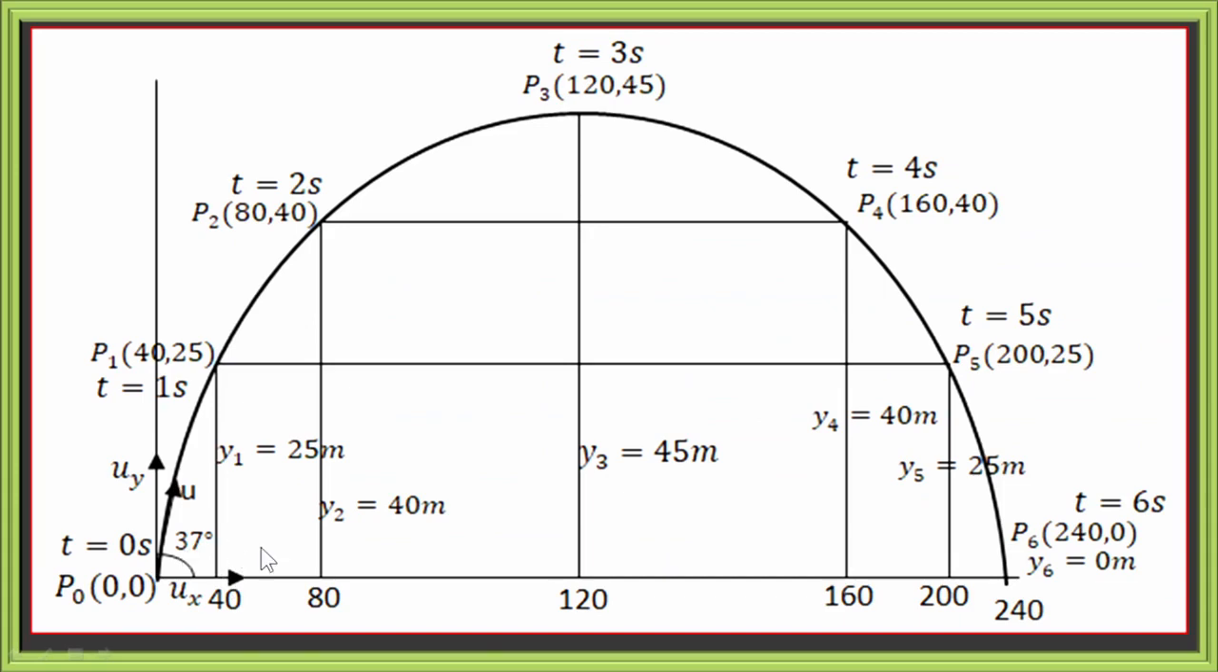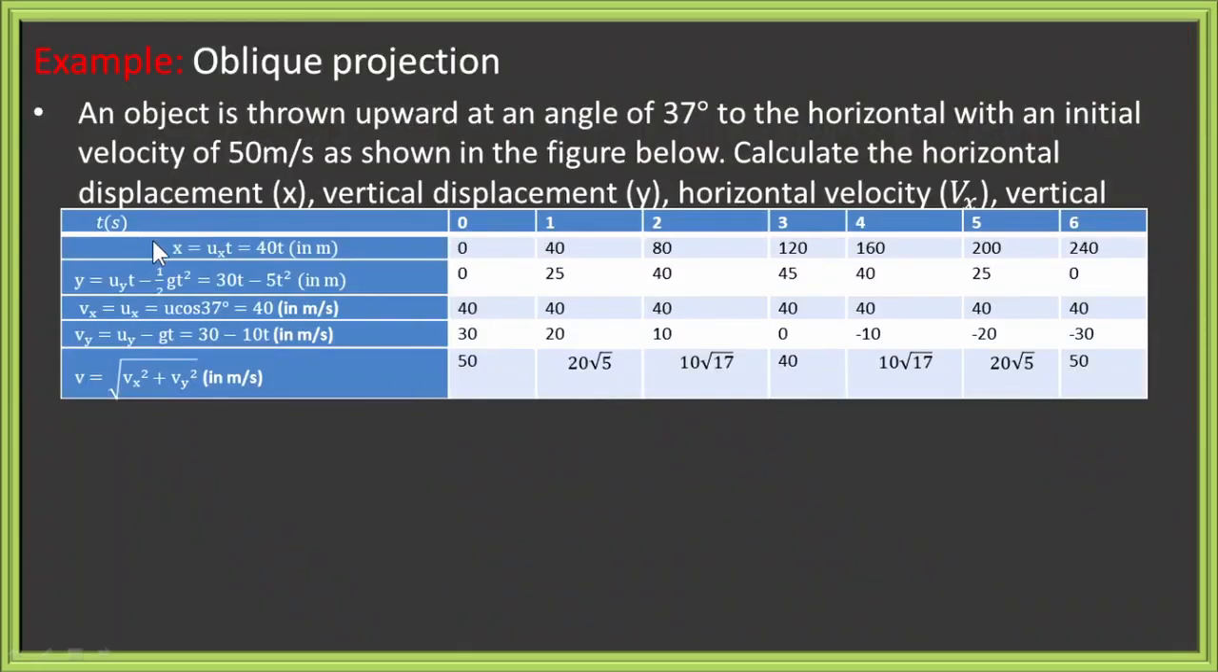This is the initial velocity. The initial velocity has two components, ux and uy. The values of y and x at any time t will be obtained by using equations of motion for oblique projection. x is equal to u cos theta times t, which is 40t. y is u sin theta t minus 1/2 g t squared. u sin theta is 50 times sin 37, which is 0.6, so y is 30t minus 5t squared.